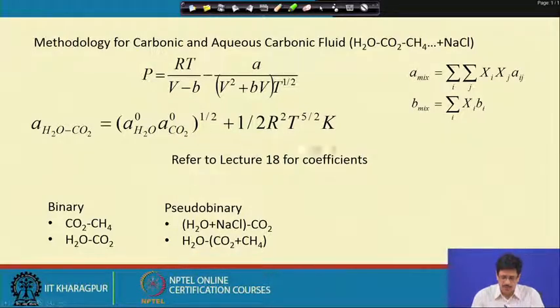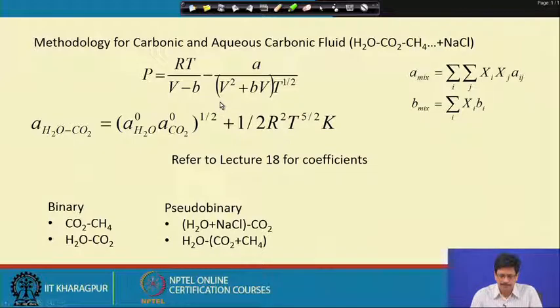And so these coefficients were elaborated in the previous lecture 18. What we did not show were the weight percent NaCl dependent expansions for the A and B parameters for water, which one can always look up from the work done for a water-NaCl-CO2 system. Such kinds of parameters need to be worked out for the binary, if it is CO2-CH4 or H2O-CO2, and pseudo binary like H2O-NaCl-CO2, and these parameters are worked out.